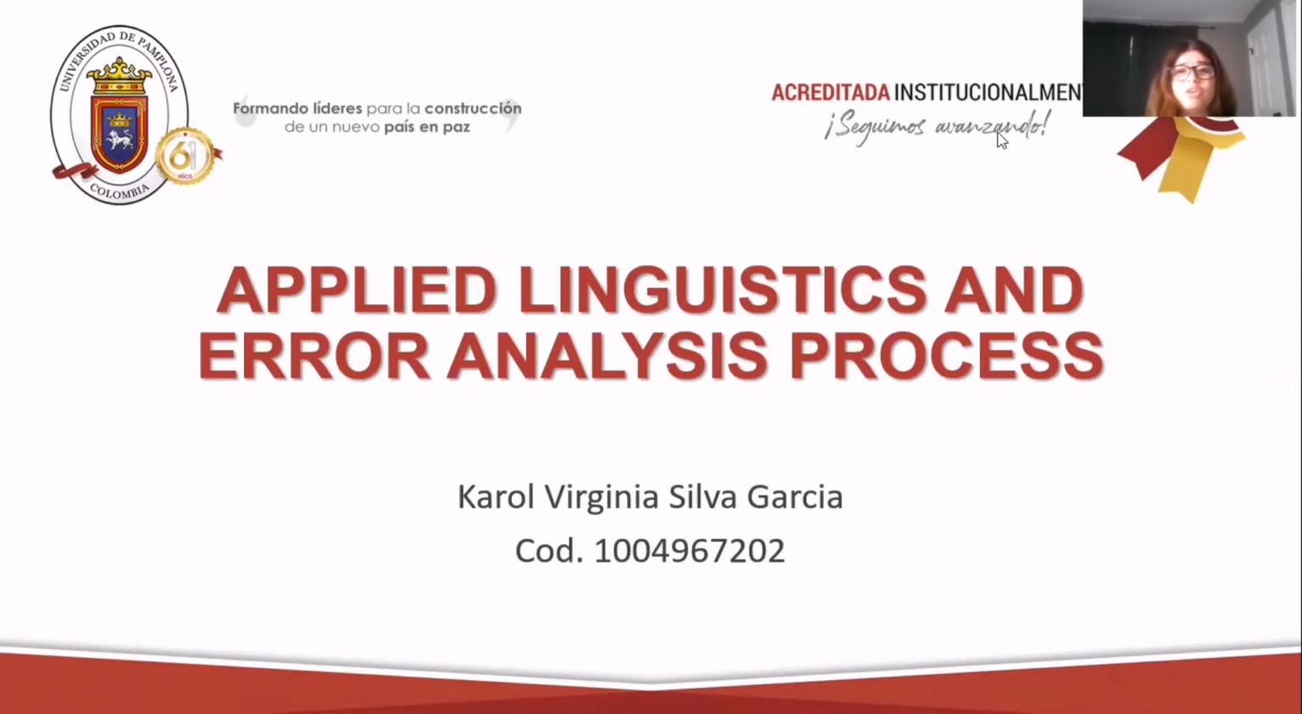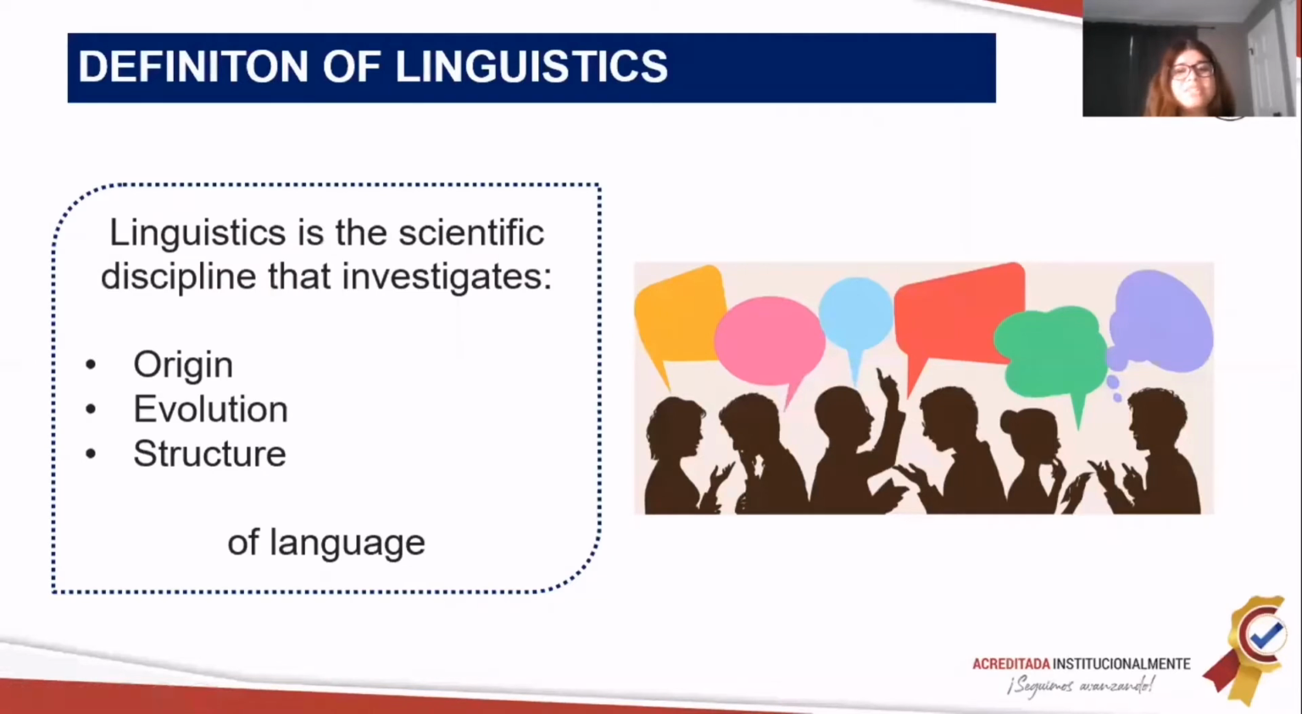For this video to be clearer, we must take into account the definition of linguistics. Linguistics is the scientific discipline that investigates the origin, evolution, and structure of language in order to deduce the laws that govern both ancient and modern languages. In this way, linguistics studies the fundamental structures of human language, its variations across all language families, which it also identifies and classifies, and the conditions that make understanding and communication through natural language possible.